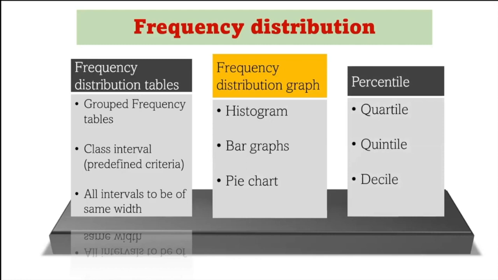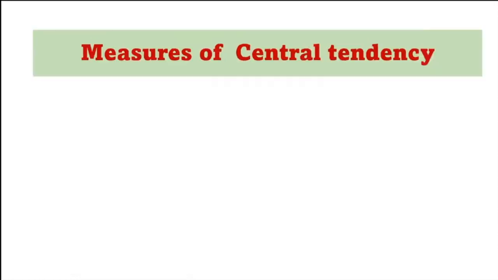Like there is the quartile. When you divide the 100th percentile into 4 parts, we call it a quartile. When we divide 100 percentile into 5 equal parts, we call it a quintile. That means each 20th percentile is 1 quintile. When we divide this 100 percentage into 10 equal parts, then each of the 10 parts is known as a decile. So these are the concepts of percentile.